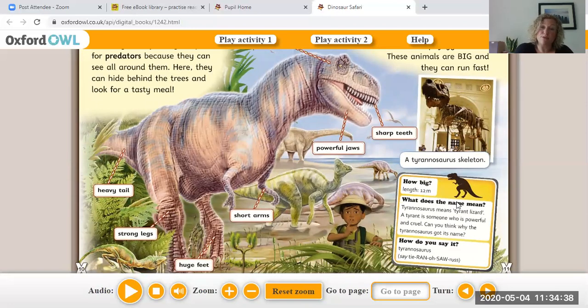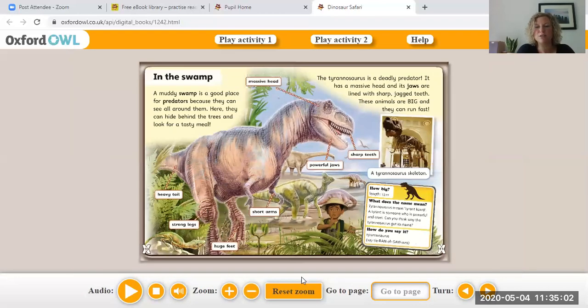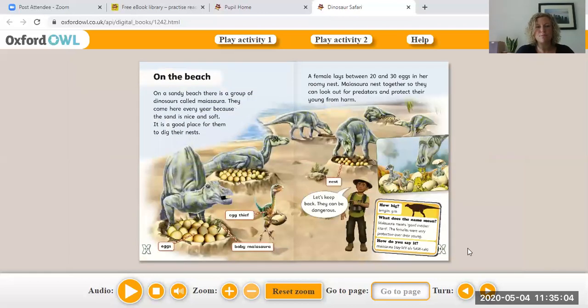So the Tyrannosaurus was about 12 meters long, so still not as tall as the Brachiosaurus, not even as tall as his neck. Tyrannosaurus means tyrant lizard. A tyrant is someone who is powerful and cruel. Can you think why the Tyrannosaurus got its name? And then it says, how do you say it? Tyrannosaurus. There are lots of dinosaur jokes that I've heard before.